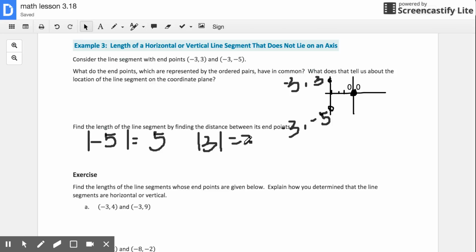So this time we're combining them. We need to know how far it is from 5 all the way to 0, and then from 3 all the way to 0. And so we're adding them, and that would give this line segment a distance of 8. And we want to make sure we add what we're measuring. We don't know, so we're going to say it's 8 units.